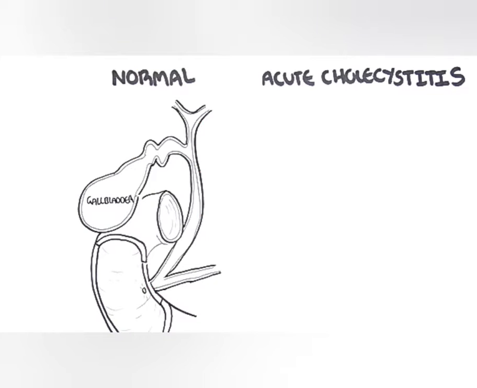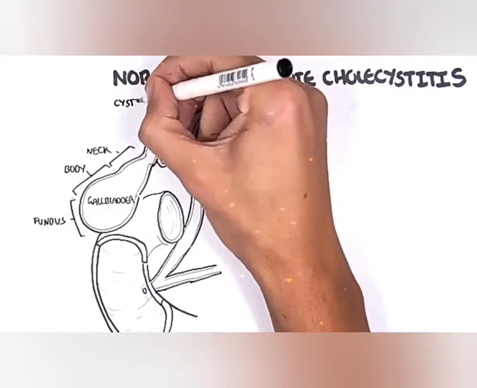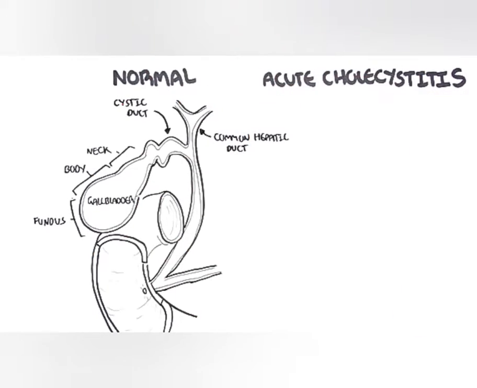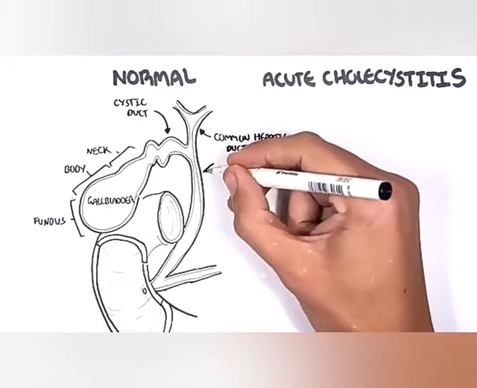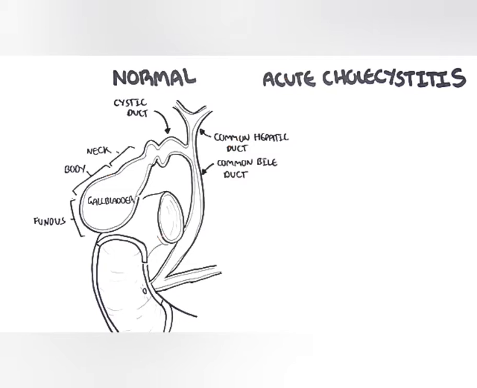So back to the anatomy. Here is the gallbladder, the body, the neck, and the fundus of the gallbladder. This is the cystic duct coming out from the gallbladder and connects to the common hepatic ducts, which arise from the liver. The joining of the cystic duct and common hepatic ducts forms the common bile duct, which runs all the way down and joins with the pancreatic duct from the pancreas.